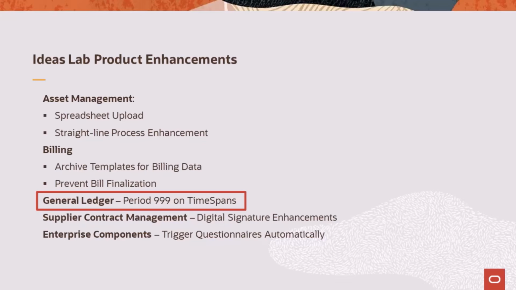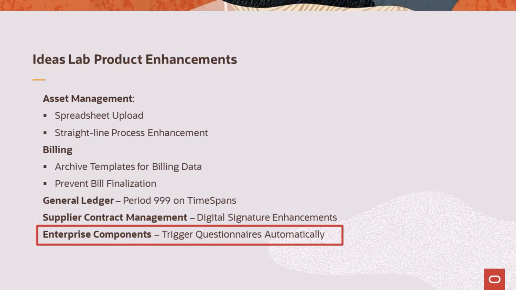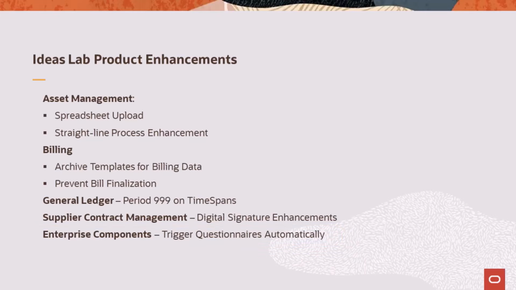For normal, non-reporting only timespans, existing validation remains in place and still prevents period 999 from being added as an absolute period. You can now route imported XML documents for digital signatures. Use the application-generated event type in the questionnaire framework to automatically trigger the creation of questionnaires and notify specific users when transactions are saved. This completes the Ideas Lab additional features description.